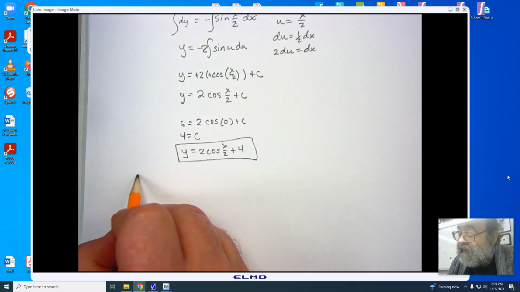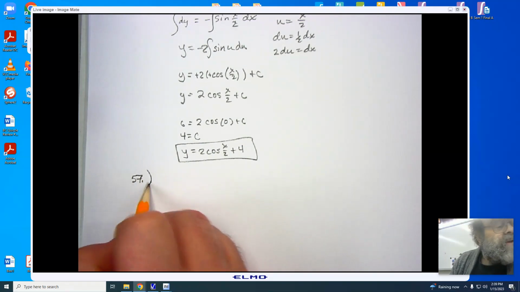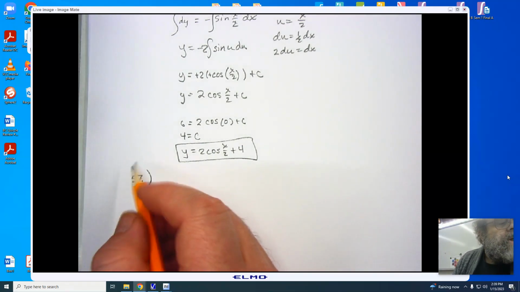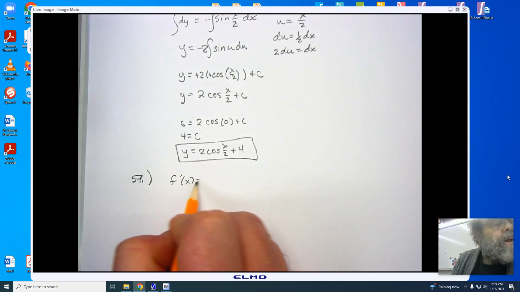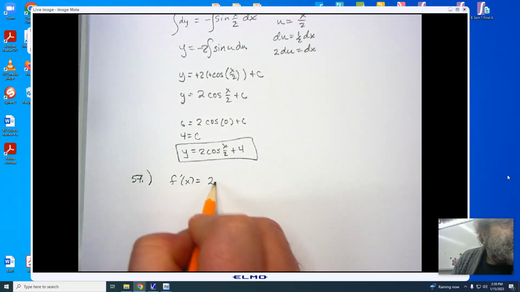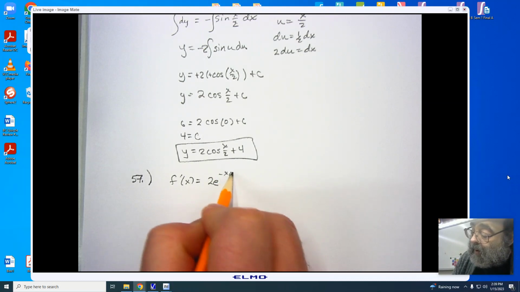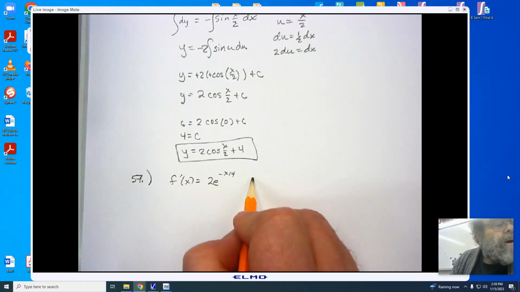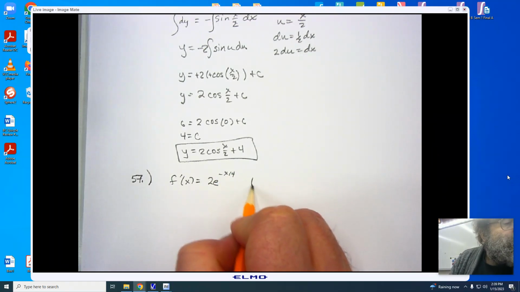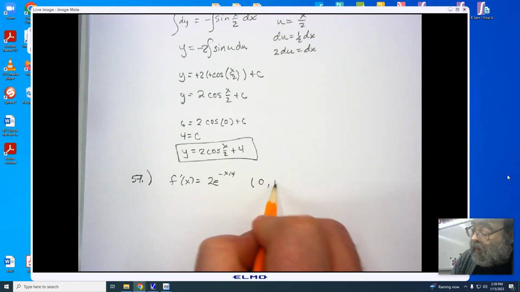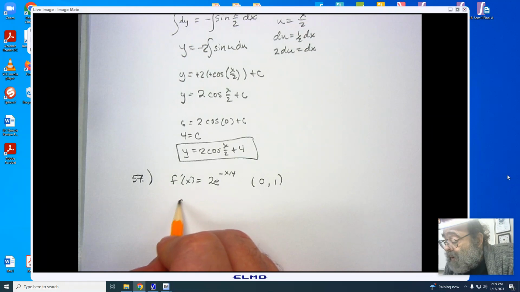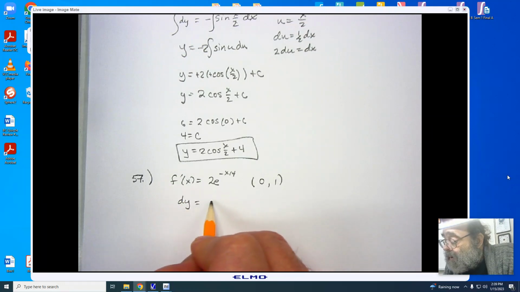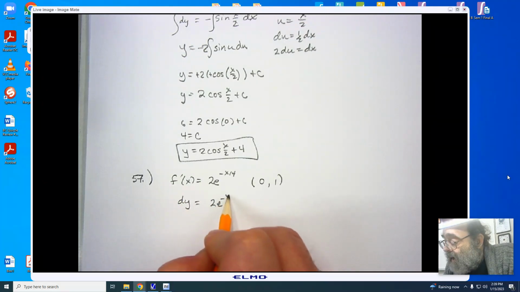We're now going to move to 57. Once again, trying to find the particular solution. We are given f prime of x is equal to 2e to the negative x over 4 power, and we are being told that we have the point 0, 1. So, once again, let's call this dy equals 2e to the negative x over 4 dx.